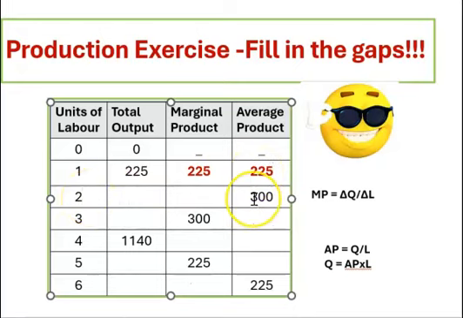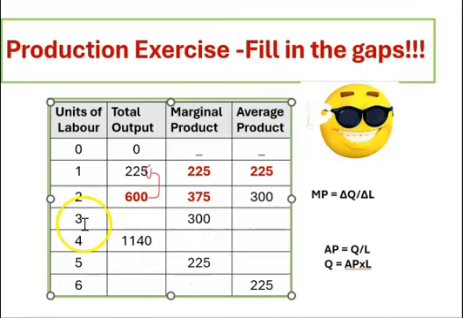When labor is 2, we're given average product. When you are given average product, it's equal to total output divided by labor. To get total output, you multiply average product by labor. So we say 300 times 2 equals 600, and we know that to get our marginal product we say 600 less 225, and that gives us 375 divided by 1, and that is divided by 1 because labor is increasing in increments of 1, so that is 375.